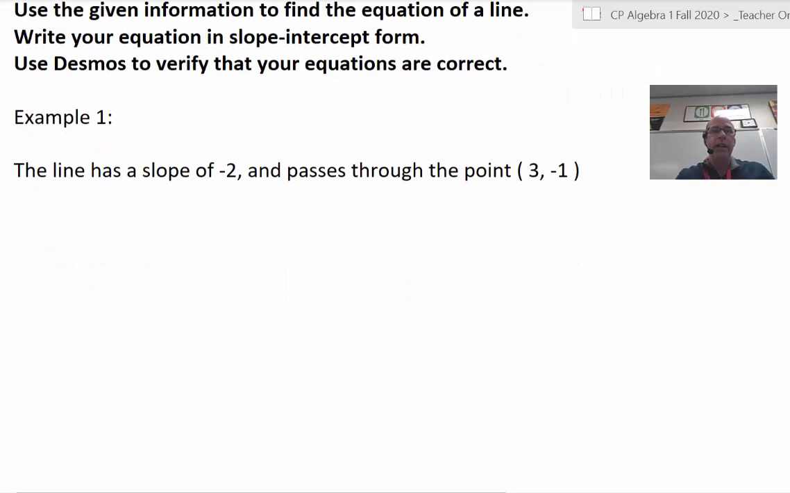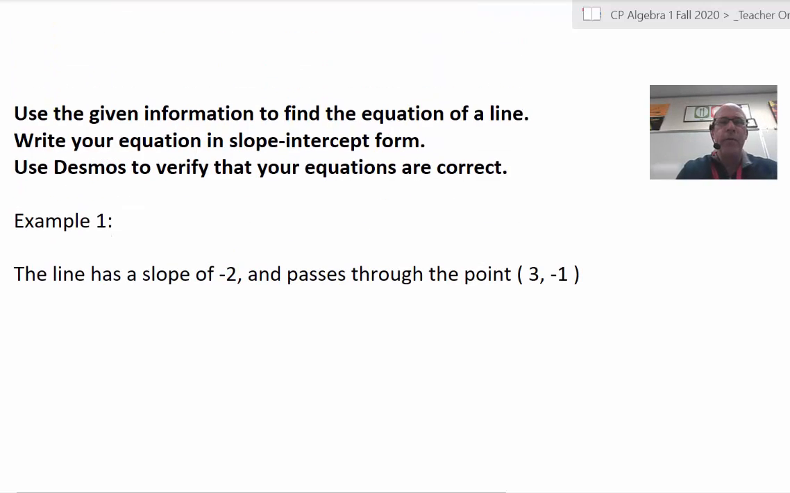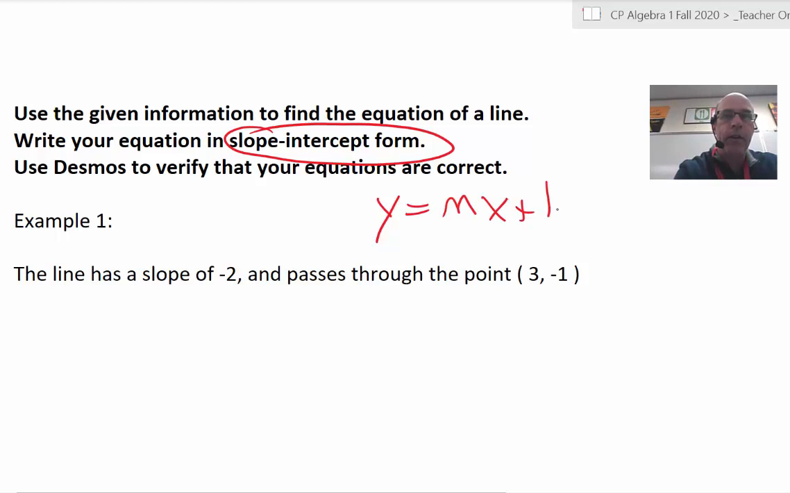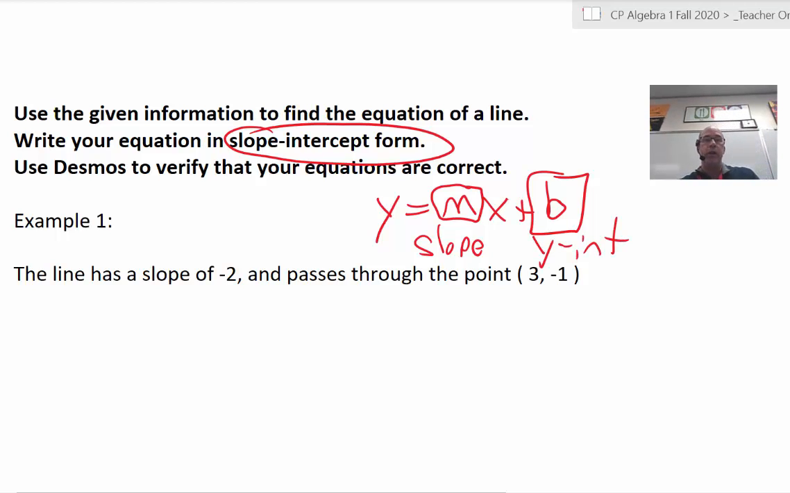Your goal is to use the given information to find the equation of a line, and write your equation in slope-intercept form, and then we'll use Desmos to verify that we are correct. Just a reminder, when we say that something is in slope-intercept form, remember, we want y equals mx plus b. We will be successful when we figure out what m and b are, which we remember are the slope and the y-intercept. So when we know those two things, we'll be in good shape.